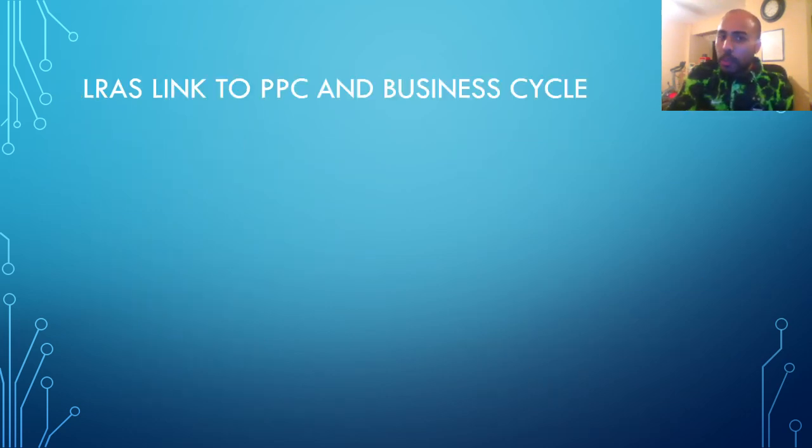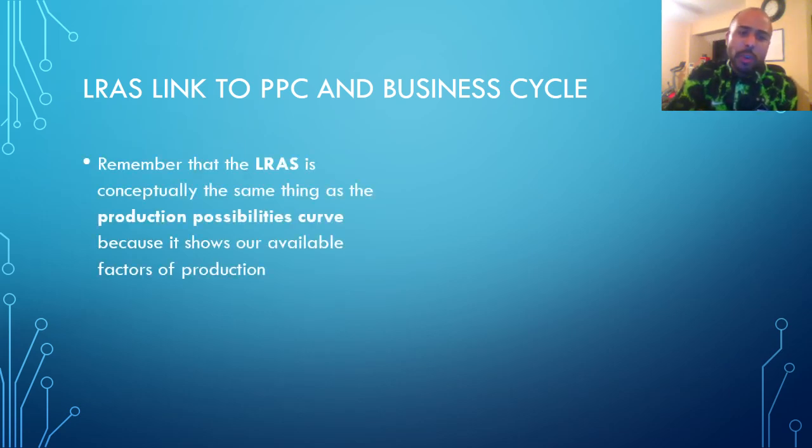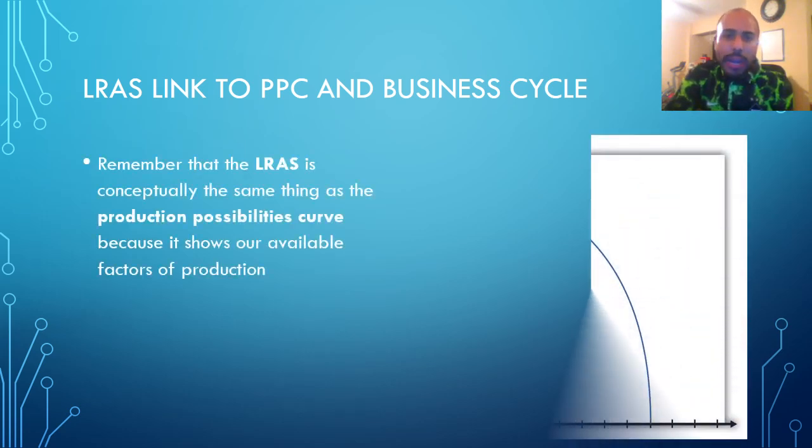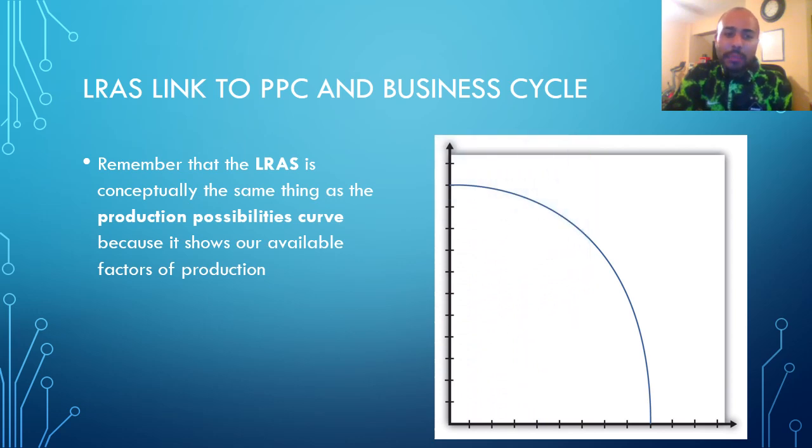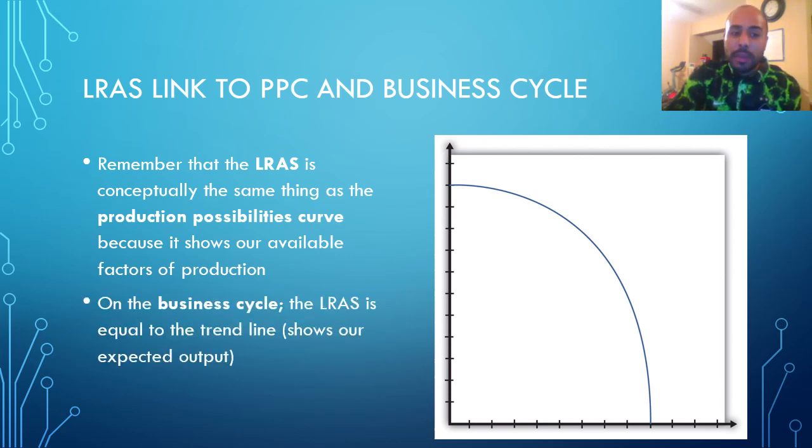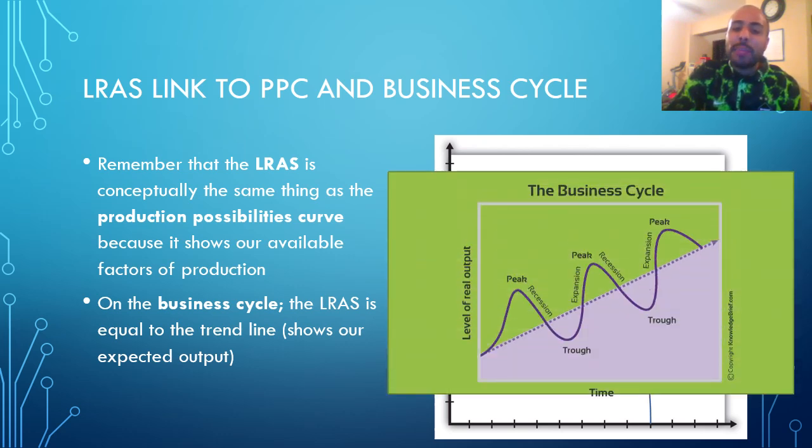Now, remember there's a big link between our long-run aggregate supply and the production possibilities curve and the business cycle. On your assessment, you had to draw all three of them together. Conceptually, our long-run aggregate supply is the exact same thing as our production possibilities curve. The production possibilities curve shows our factors of production, and the LRAS does the exact same thing. So on the business cycle, the LRAS is the same thing as that trend line.